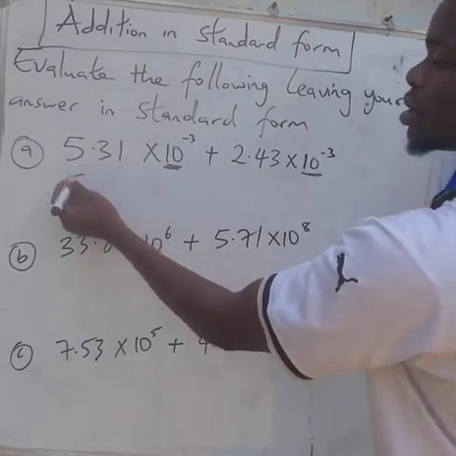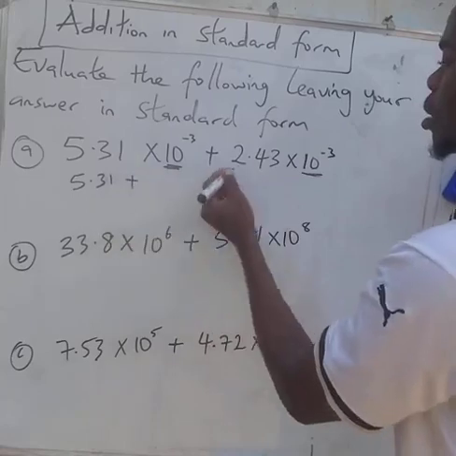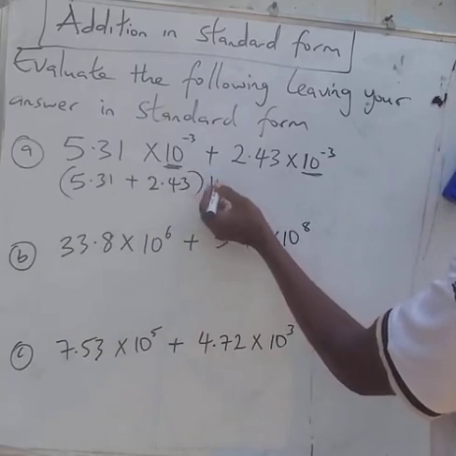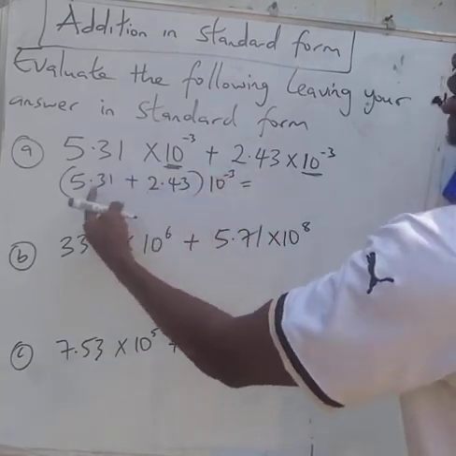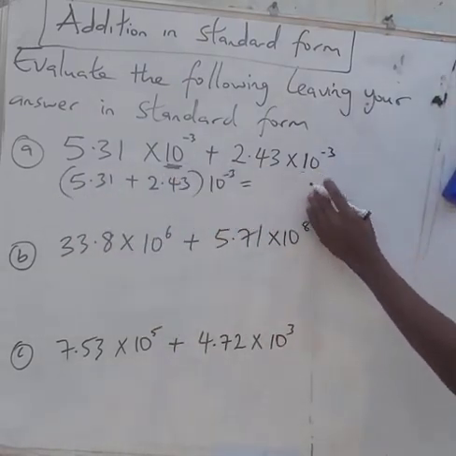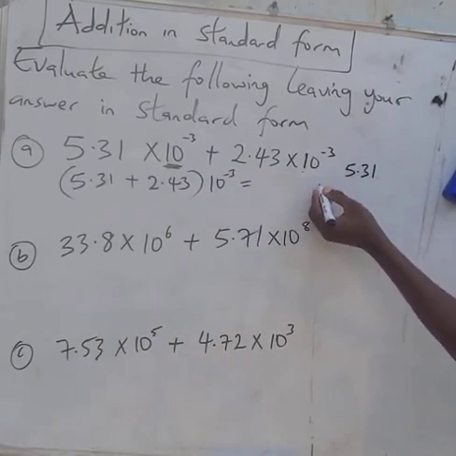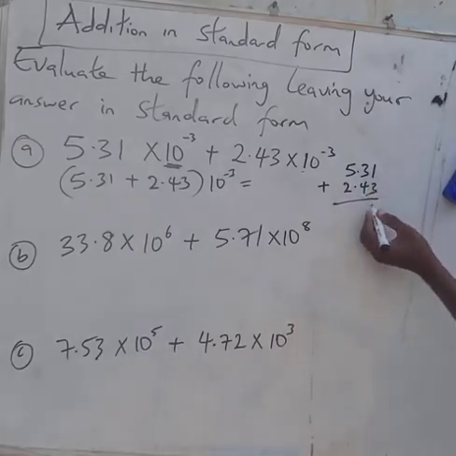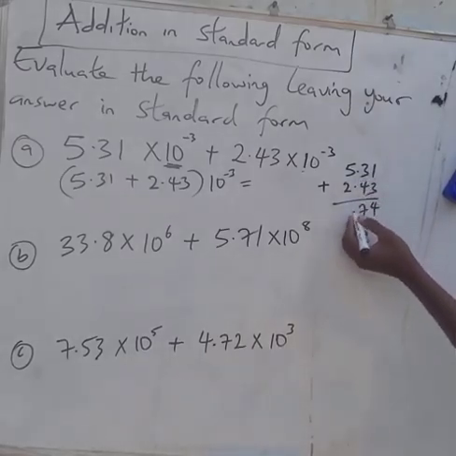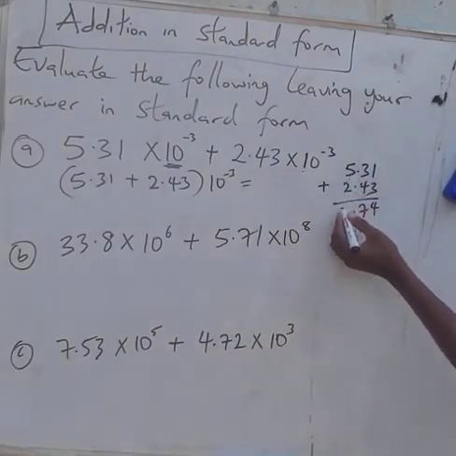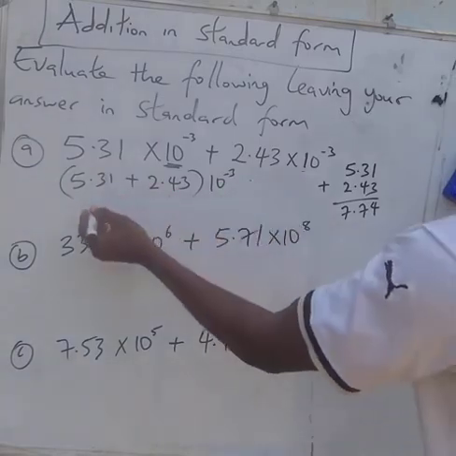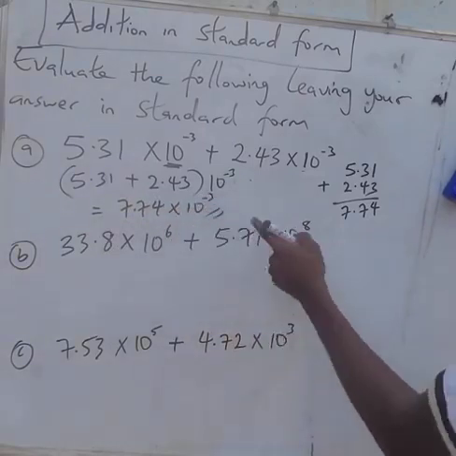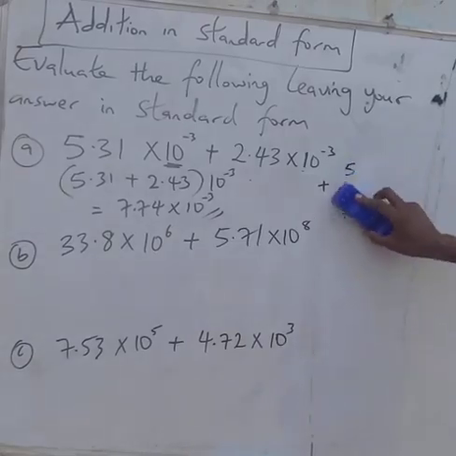So what I can write is 5.31, then plus I write 2.43, then I have times 10 raised to the power minus 3. So I can easily add this. So adding that, I have 5.31 plus 2.43. When we add, 1 plus 3 is 4, 3 plus 4 is 7, then 5 plus 2 is 7. So I have 7.74 times 10 raised to the power minus 3. So this is the solution to this, and it's already in standard form.